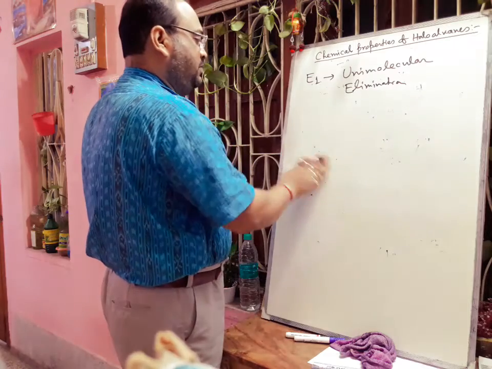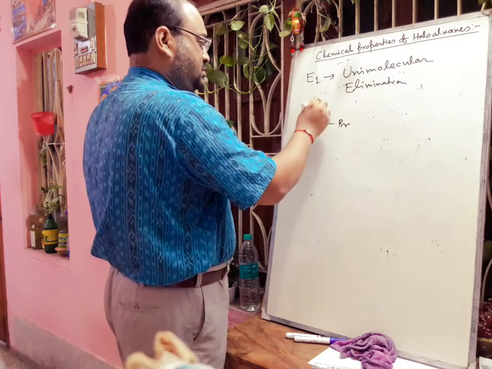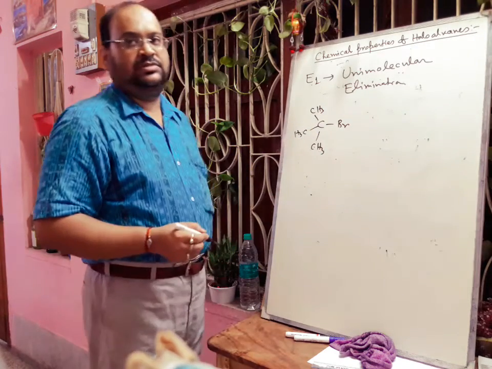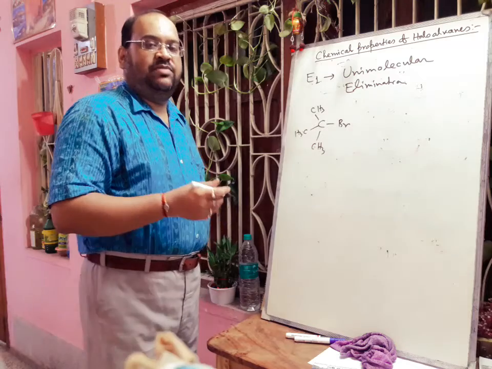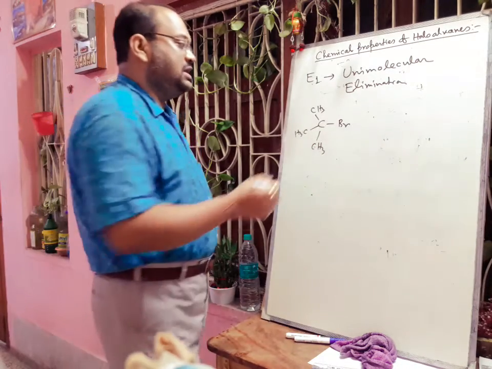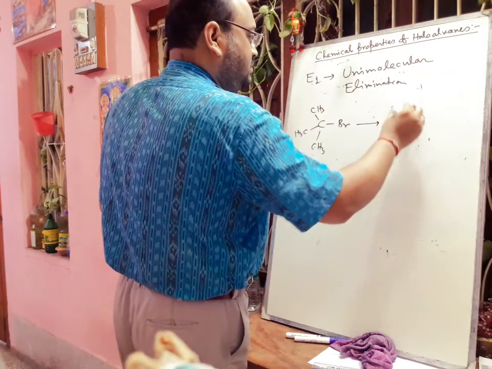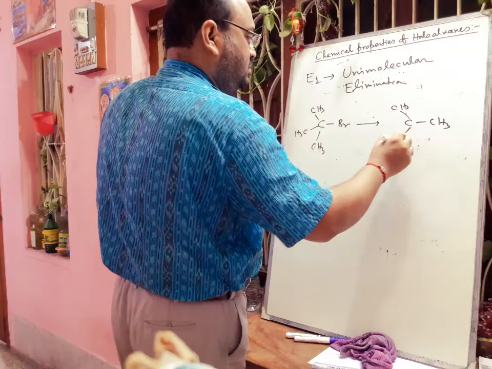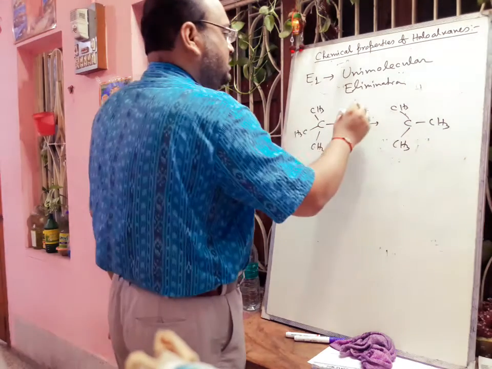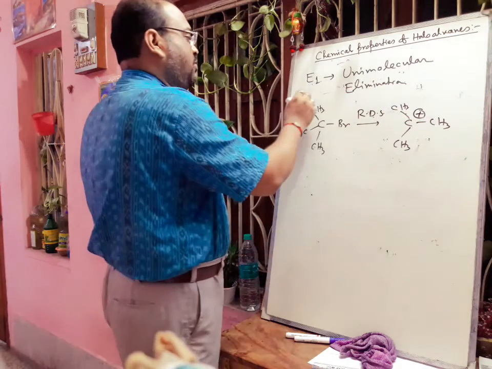We can take one example, the case of a tertiary bromide. This type of mechanism is generally followed by tertiary alkyl halides, because there will be formation of a carbocation, like SN1. This step is also the slowest step, or the RDS step. This is step 1.